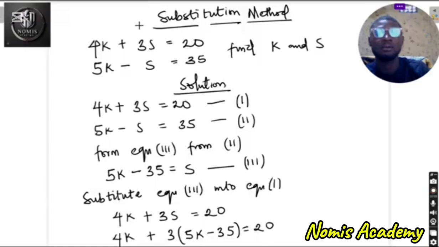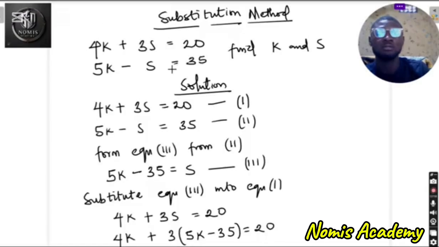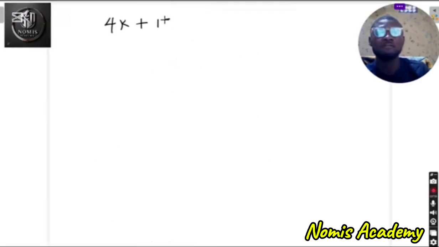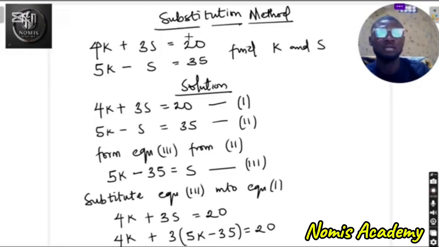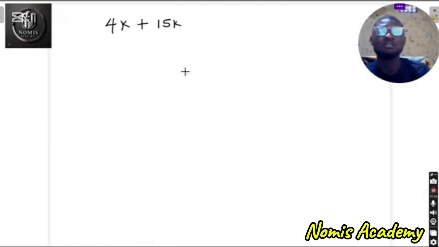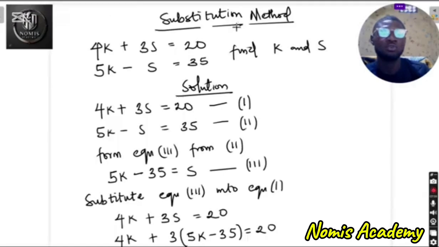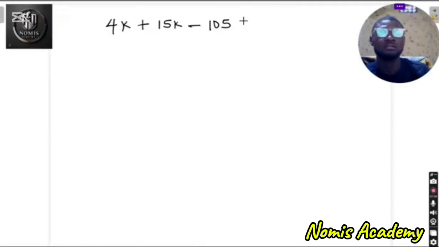To open this bracket, I'll now have 4k plus, now 3 multiplied by 5k is 15k. Then 3 multiplied by minus 35. So that will be minus 105, right? Yes, minus 105 equal to 20. So 4k plus 15k is 19k. So 19k minus 105 is equal to 20.